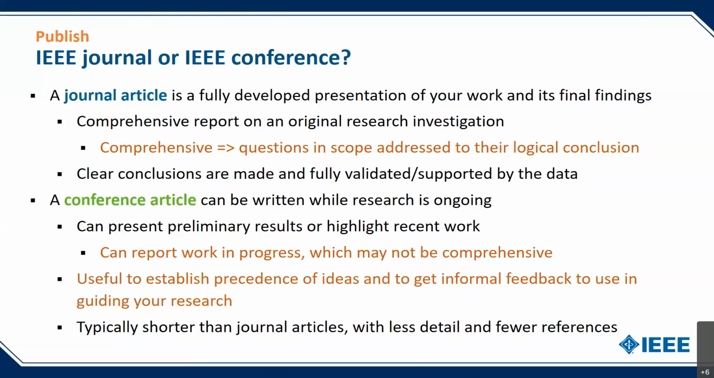A conference article, on the other hand, can report work in progress. It can be something which is preliminary. You've not yet completed all the work and it is therefore not comprehensive. So the differences between them are of this nature: one is expected to be much more complete and polished work, the other can be work in progress.